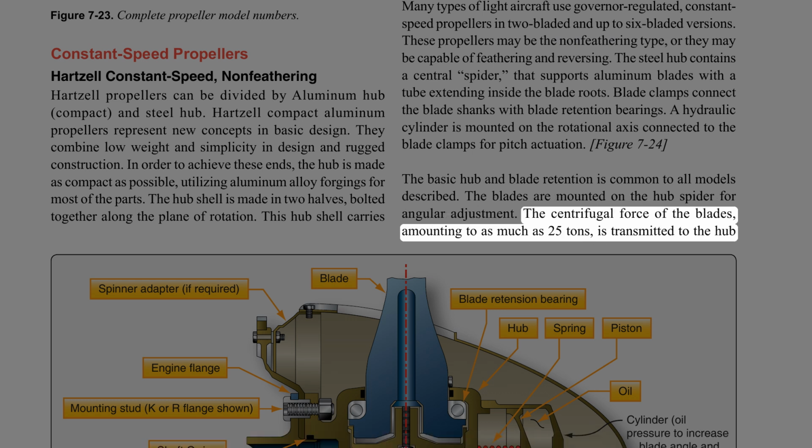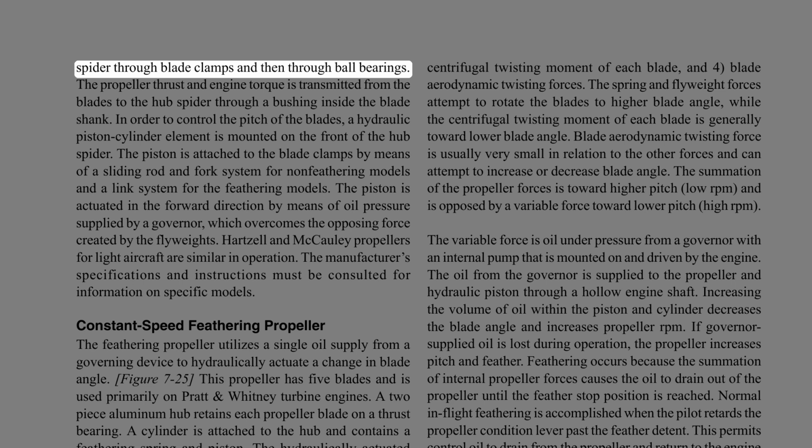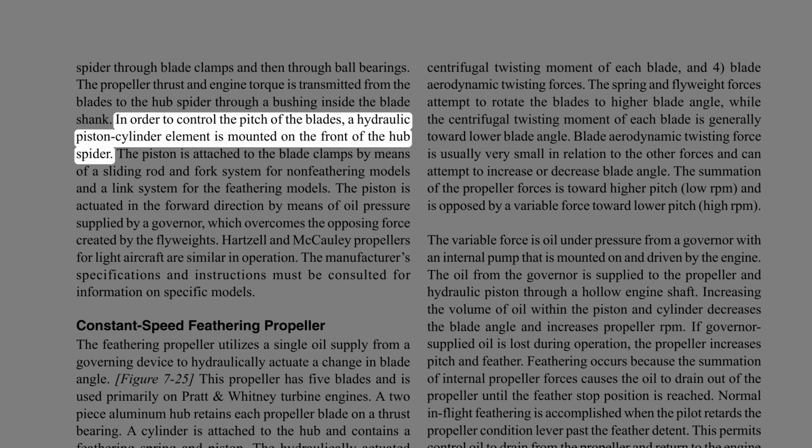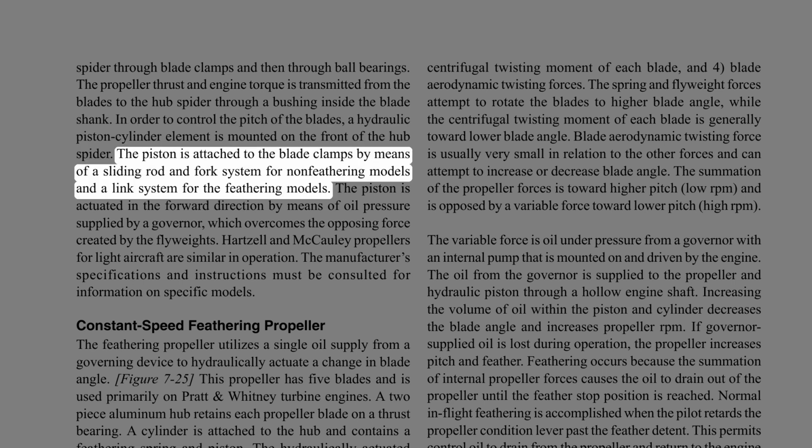The centrifugal force of the blades, amounting to as much as 25 tons, is transmitted to the hub spider through blade clamps and then through ball bearings. The propeller thrust and engine torque is transmitted from the blades to the hub spider through a bushing inside the blade shank. In order to control the pitch of the blades, a hydraulic piston cylinder element is mounted on the front of the hub spider. The piston is attached to the blade clamps by means of a sliding rod and fork system for non-feathering models and a link system for the feathering models.